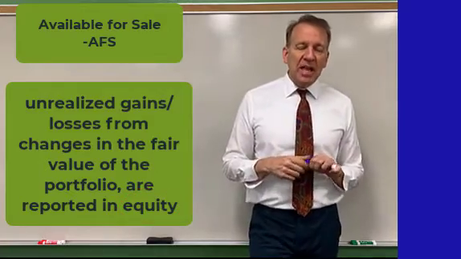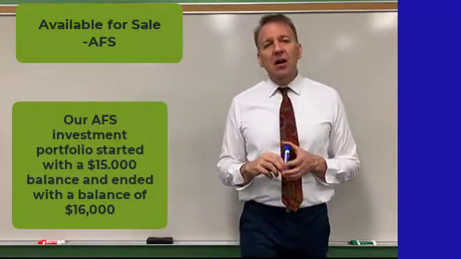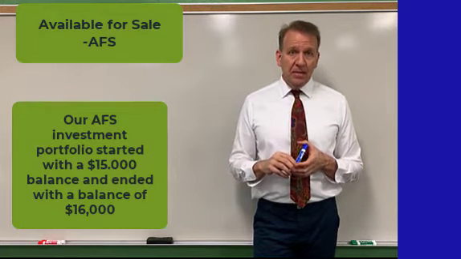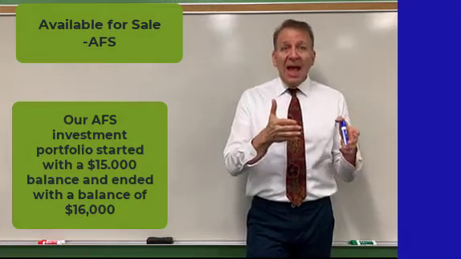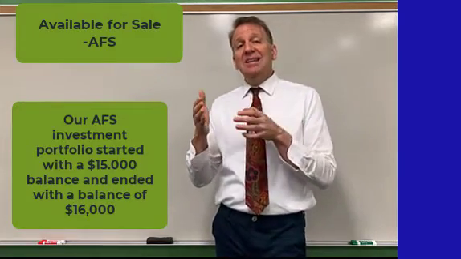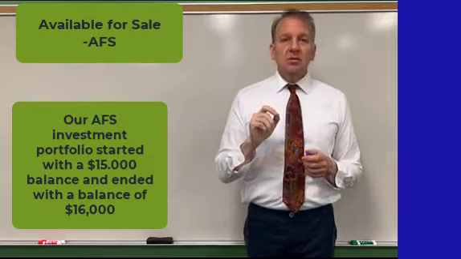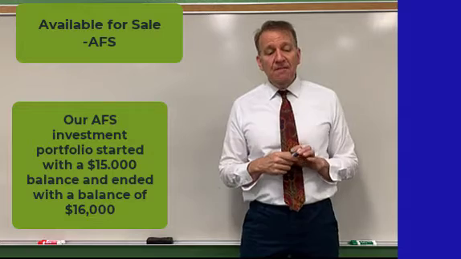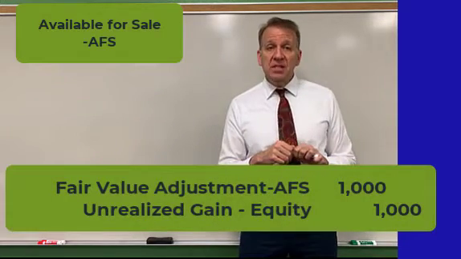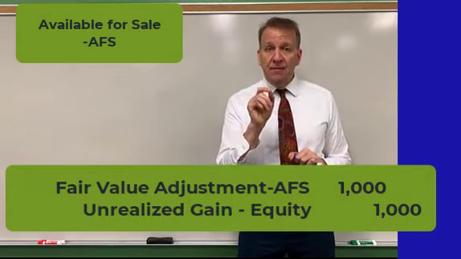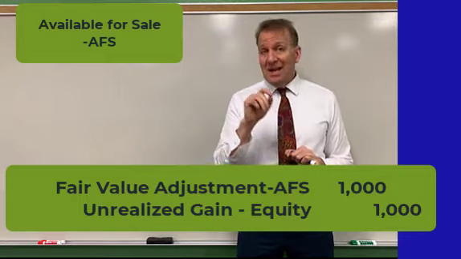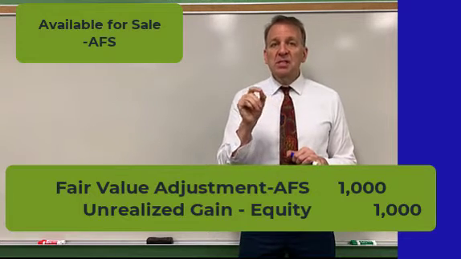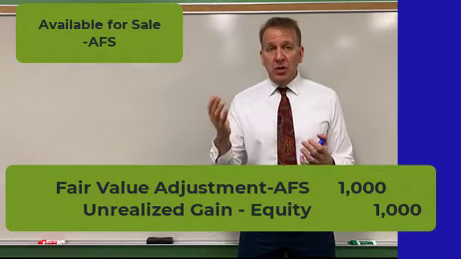All right, so let's take a look at an example. Let's say that our portfolio was $15,000 at the beginning of the year. At the end of the year, the portfolio had a $16,000 balance. So the available for sale portfolio increased $1,000. So we're going to debit the fair value adjustment dash available for sale. You've got to be very clear there. You have to say available for sale because it's not trading. If you just said a fair value adjustment and didn't specify, then the reader wouldn't know if it was trading or available for sale.